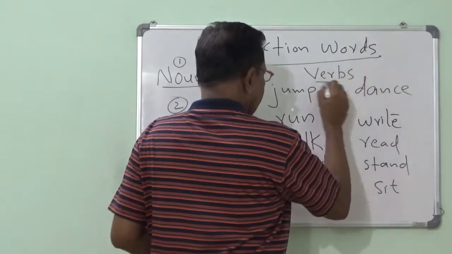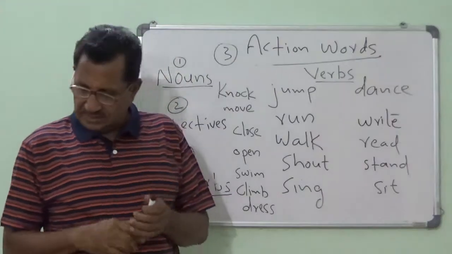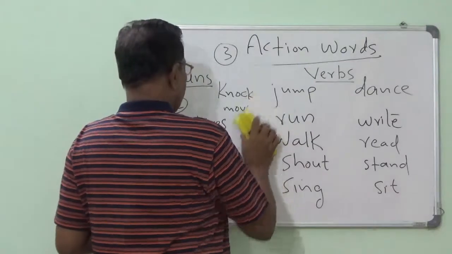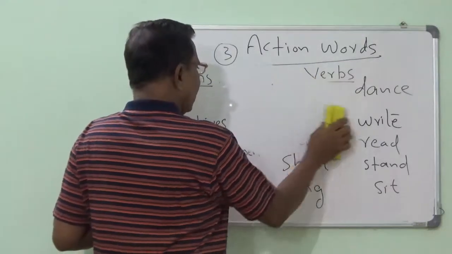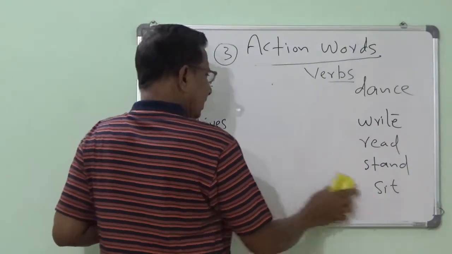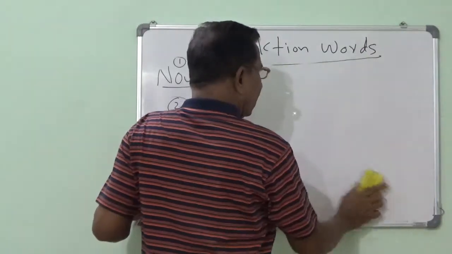You can say prayer is another action. Praying is another action. Praying, singing. This is the third group of words in grammar. A very, very important word. Without verbs, you cannot do anything.